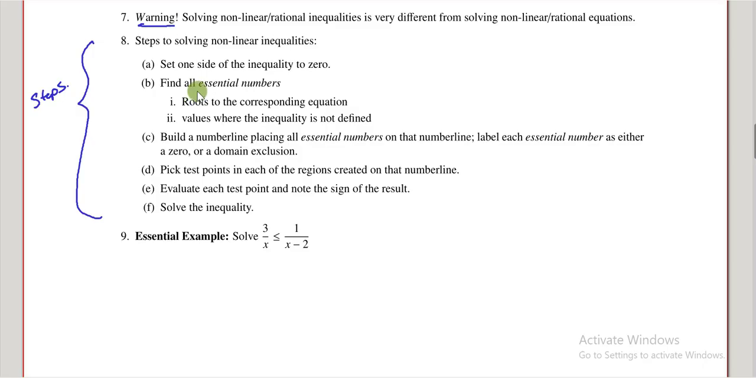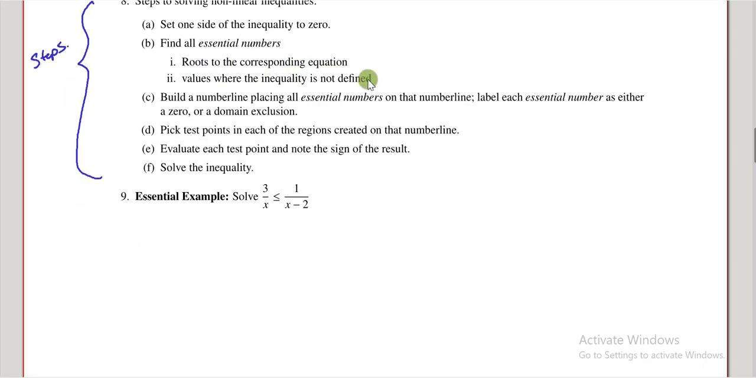Okay. So the first thing we want to do is set one side of the inequality to 0. So I think what I'd like to do is let's go ahead and subtract that expression over to the other side. So I subtracted this expression over to the other side. So notice I've now accomplished the goal of setting one side of the inequality to 0. The next thing we want to do is find all essential numbers. So anything that would make the expression on the left-hand side equal to 0, that's what I mean by a root, or anywhere where the inequality is undefined.